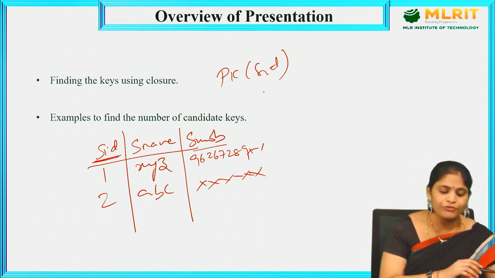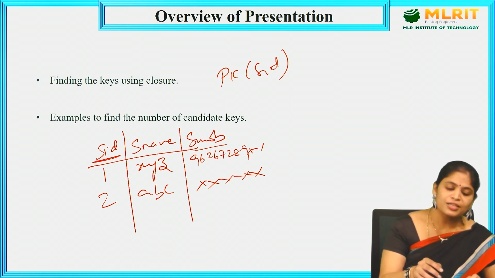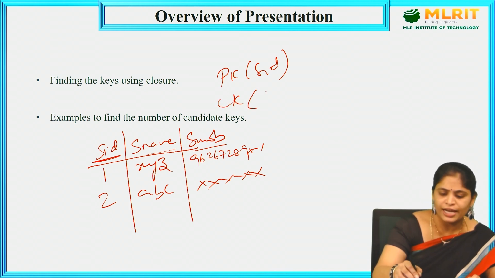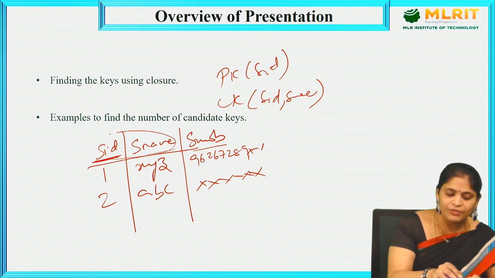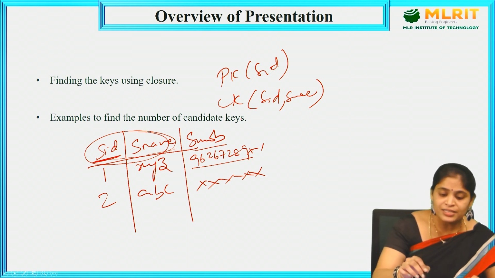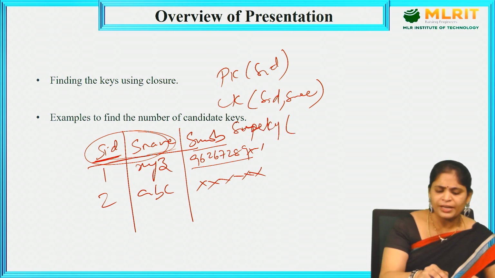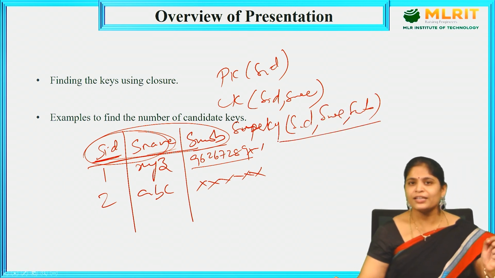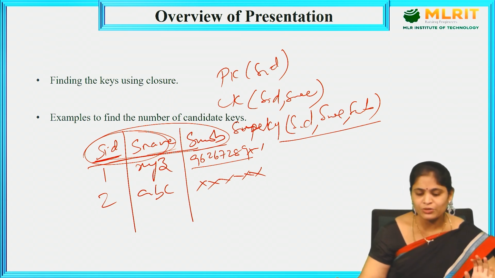If with the help of this primary key, some more columns can be added which can derive the data uniquely, then the candidate key is nothing but SID comma S name. With the help of these two, we can derive the data uniquely. Next, what is super key? By considering all the attributes, that is SID comma S name comma S mobile number, we can retrieve the data uniquely. That is what the super key is.